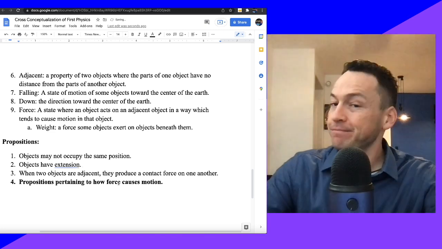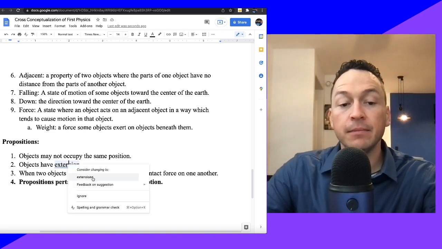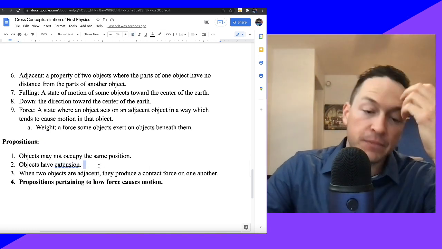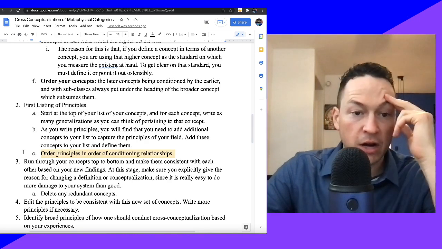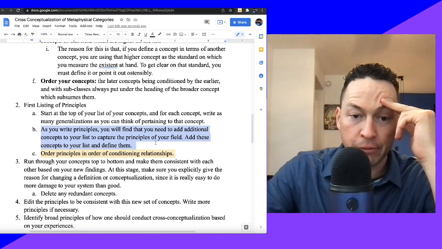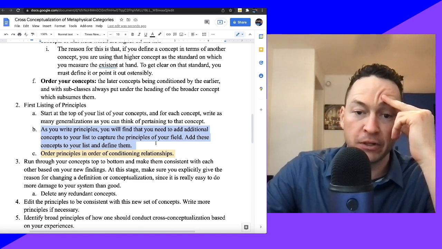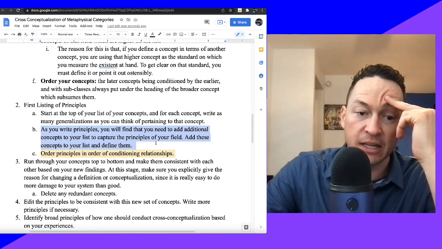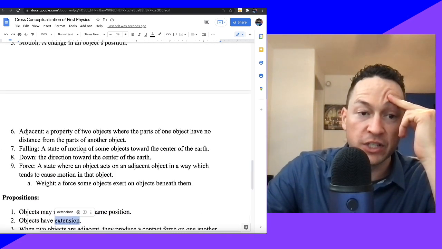Okay, now this is going to bring us to another rule of cross-conceptualization. As you write principles, you will find that you will need to add additional concepts to your list in order to capture the principles of your field. Add these concepts to your list and define them. Okay, so I just used the word extension. What is extension?